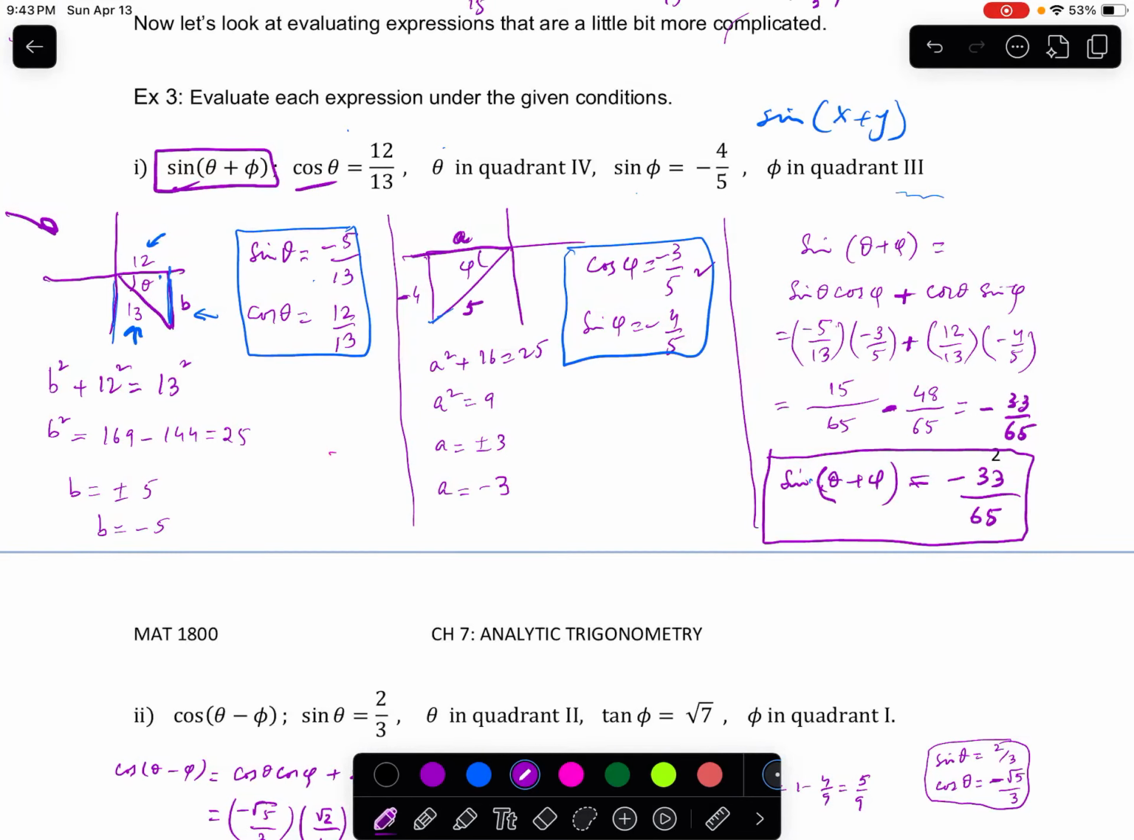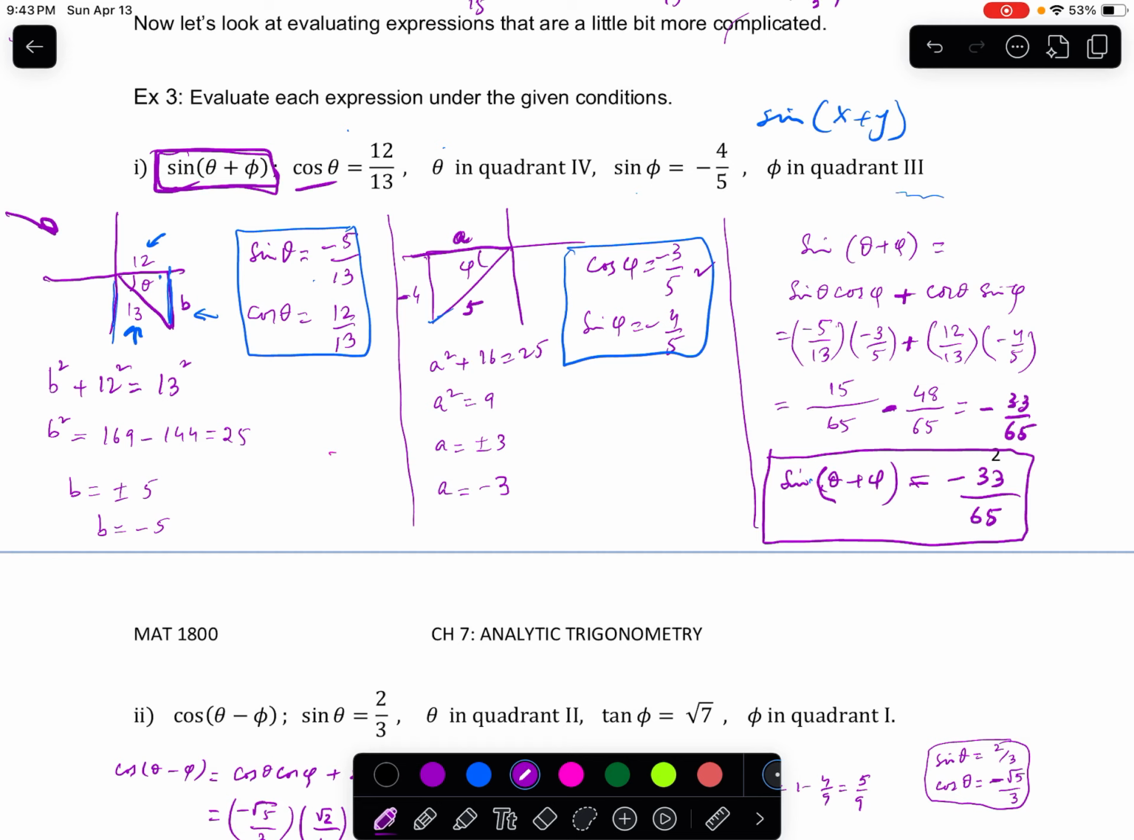Hello, continuing with section 7.2, we look at the last few examples. There are two examples. So, example 3, evaluate each expression under the given condition. Here we are asked to evaluate this expression, sine of theta plus phi.